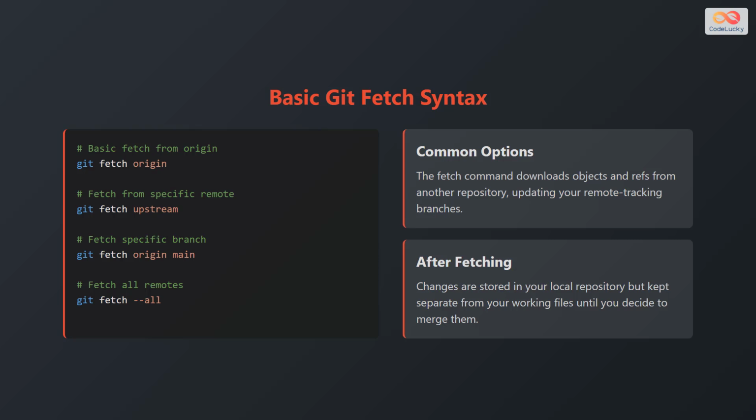git fetch --all. The fetch command downloads objects and references from another repository, updating your remote tracking branches. The changes you fetched are stored in your local repository, but kept separate from your working files until you decide to merge them in.